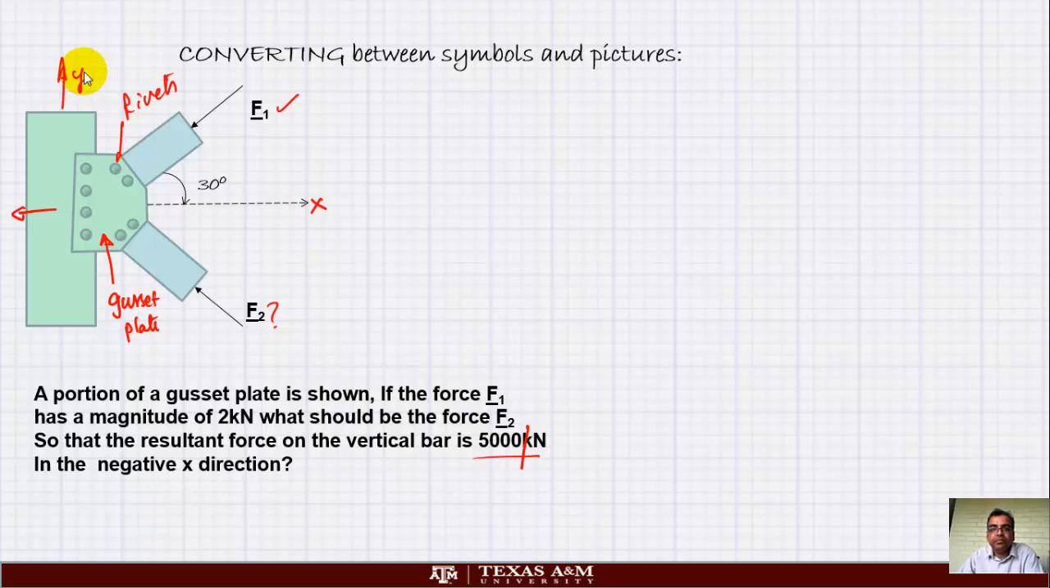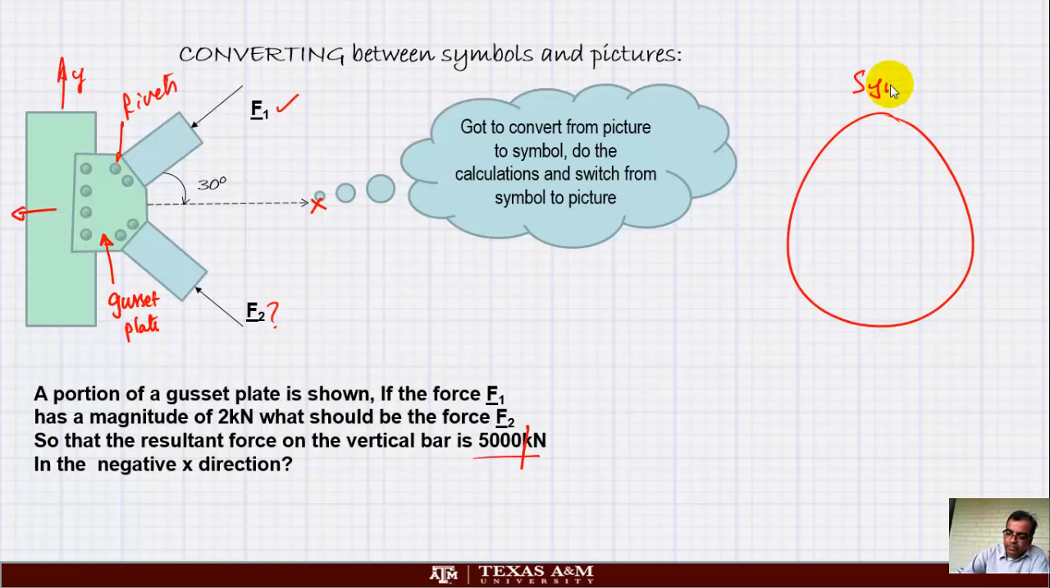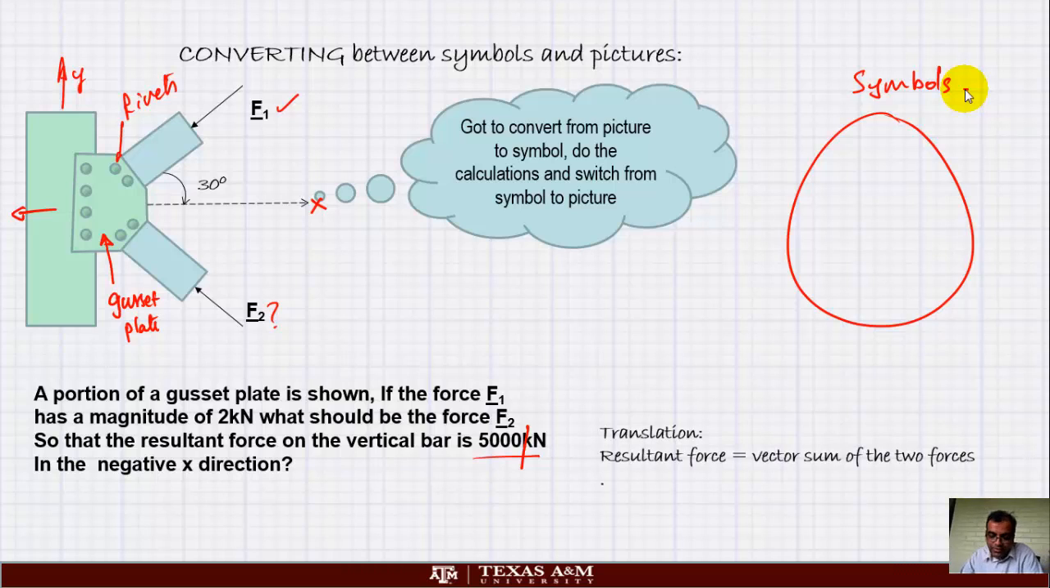Okay, very good. Now, before we solve it, I want you to understand that the idea is to convert this picture into symbols and then do the calculation. So here is my symbolic world. Do the calculation and then switch back. Okay? If you want to do that, we first have to be able to translate some things.